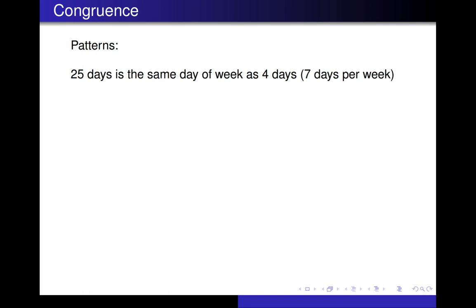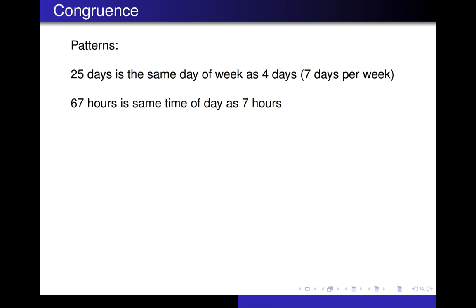All right, so let's see if we can notice some patterns in these two examples. In the first one, what we were saying is that if we go into the future 25 days, you get the same day of the week as 4 days. Now, that only happens if you have 7 days per week, so that 7 is really important. If we lived in a world where we had 9 days a week or 6 days a week, then maybe 25 days and 4 days wouldn't be the same day of the week. But because of the 7 days of the week, 25 and 4 are the same day of the week.